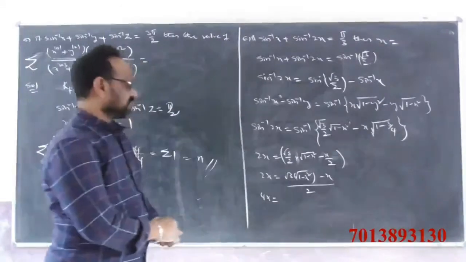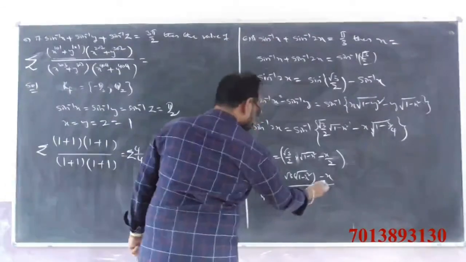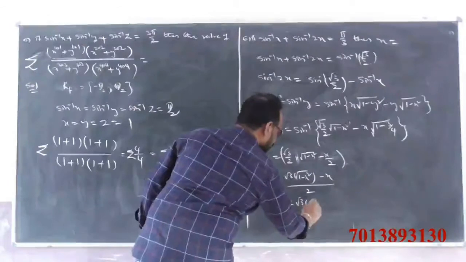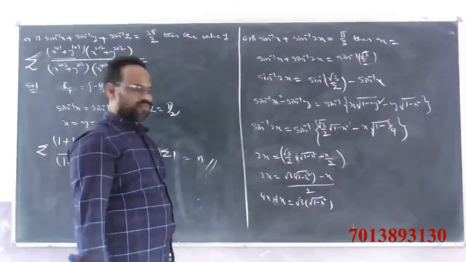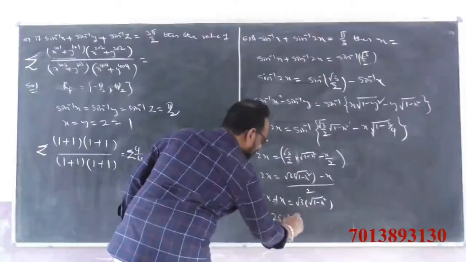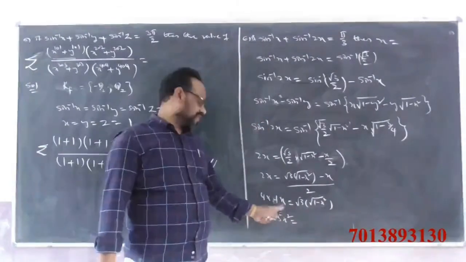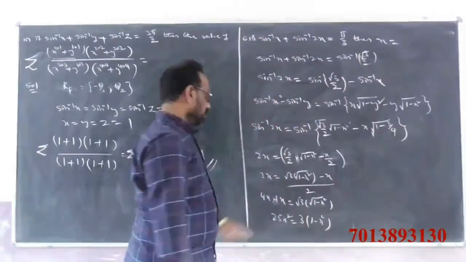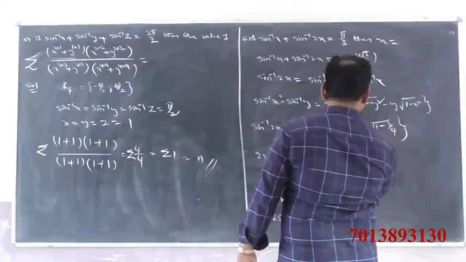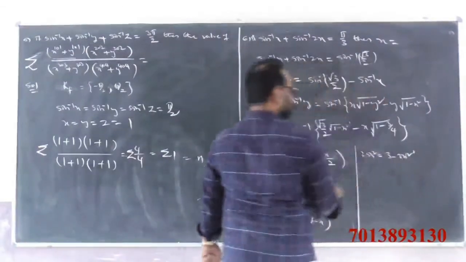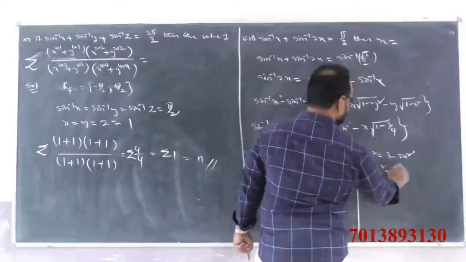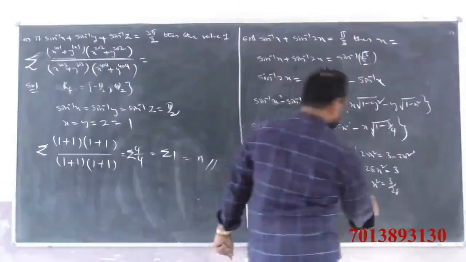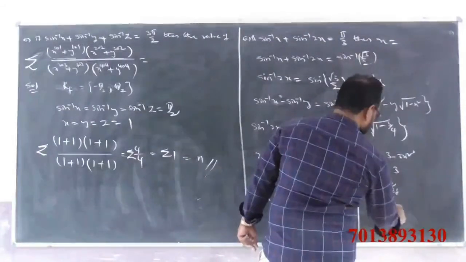So multiplying by 2, 4x is equal to root 3 into root of 1 minus x square minus x. Transposing x, we get 5x is equal to square root of 3 into square root of 1 minus x square. Squaring on both sides, 5x whole square means we get 25x square is equal to 3 into 1 minus x square. So 25x square is equal to 3 minus 3x square. If you transpose 3x square, we get 28x square is equal to 3, so x square is equal to 3 by 28, and x is equal to plus or minus square root of 3 by 28.